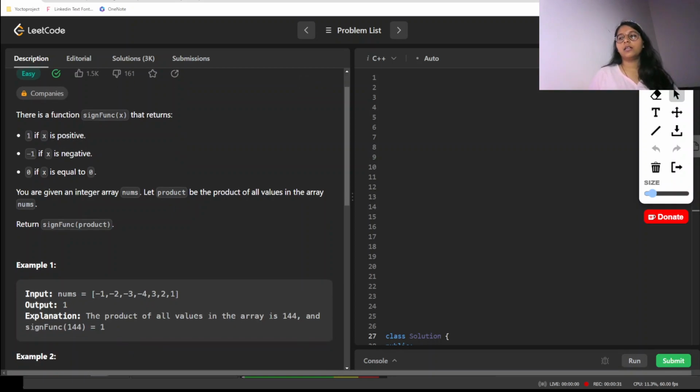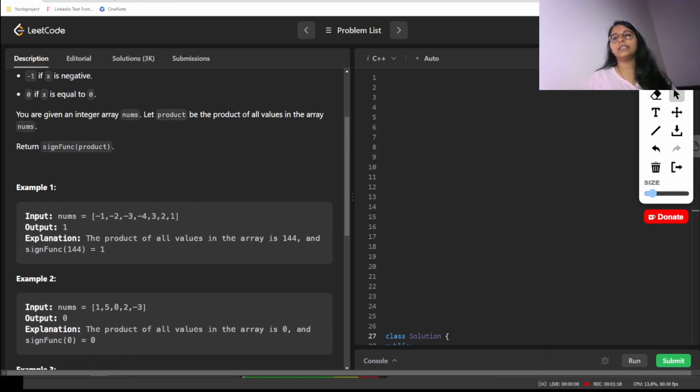So here let us first read this question. There is a sign function which takes the parameter x and returns 1 if x is positive, minus 1 if x is negative, and 0 if x is equal to 0. You are given an integer array nums. Let product be the product of all values in the array nums. So basically, whatever array is given to us, we are required to figure out the product of that array and then return the sign function of the value of the product.